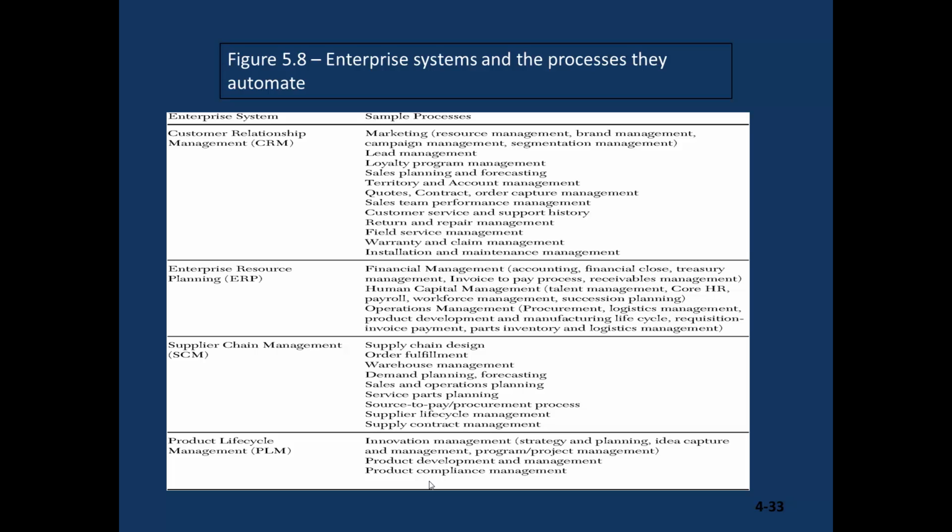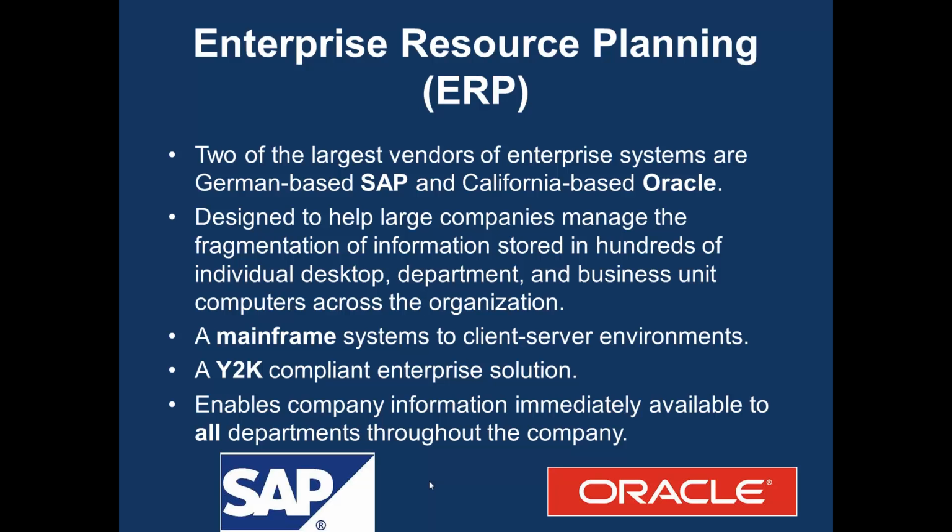Let's go ahead and look at some of these systems. These are important systems. We have enterprise resource planning systems. Two of the largest vendors for these that you may be familiar with are SAP and Oracle. SAP is a German company. Oracle is based in California, and started out as a database company, and it's acquired many other pieces of software, including PeopleSoft.